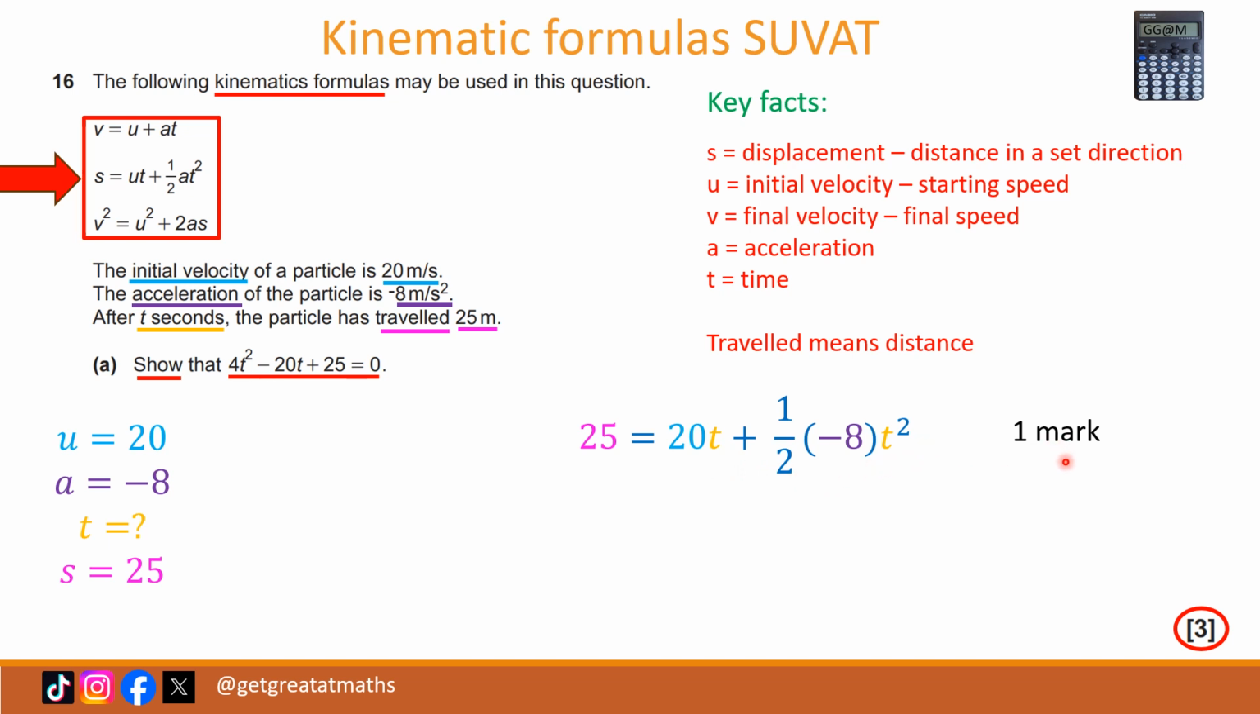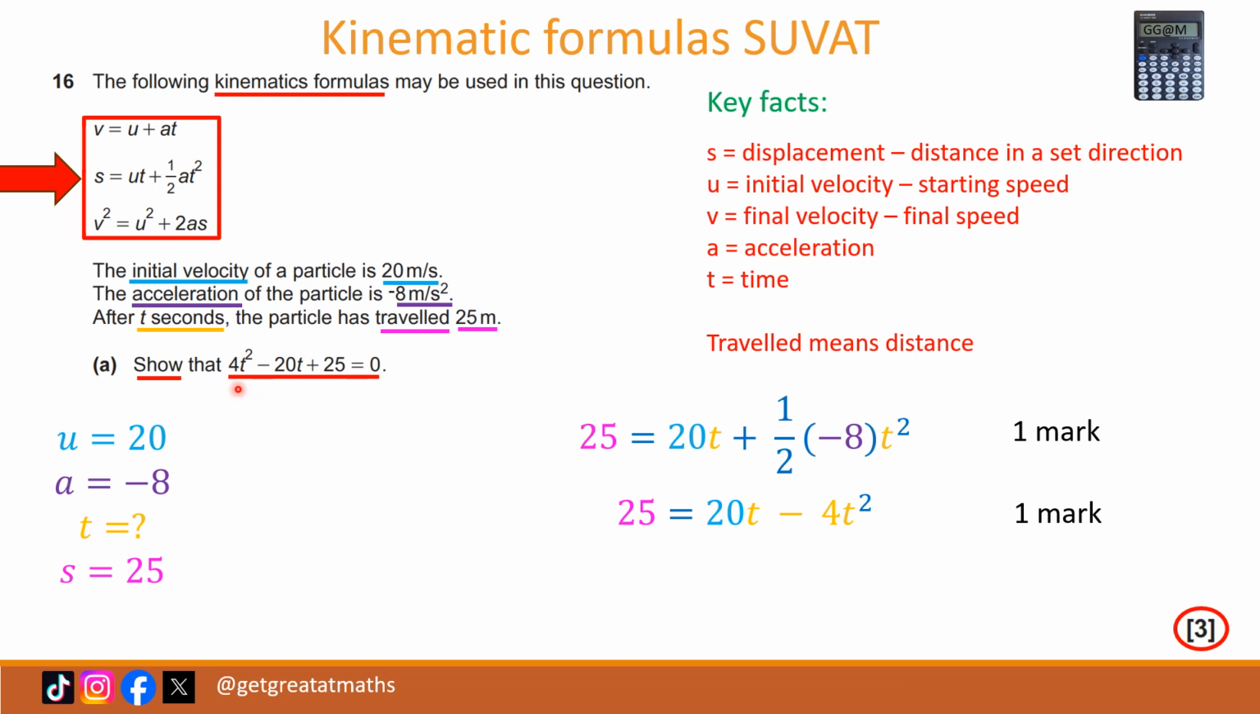Now remember, if you've got things together without any symbol in between, they mean that they are multiplied together. So I've got a half times -8 times T squared. Now a half of -8 is going to be -4. So I've got 25 is going to equal 20T minus 4T squared. And this is for my second mark.